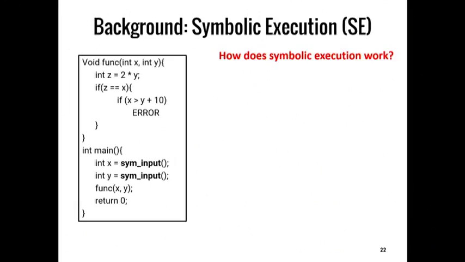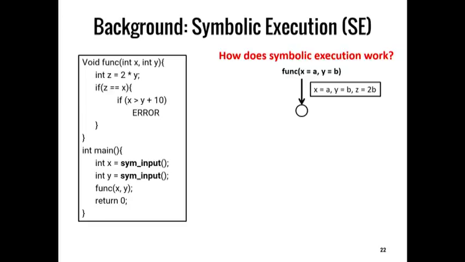Symbolic execution, in a nutshell, executes a program on symbolic values rather than concrete values. Consider this code example, where we have main. In the main function, we have two inputs, X and Y. These are symbolic inputs. Let's say we are executing the code, and it calls the function with X and Y. Since X and Y are both symbolic, they don't have concrete values. In this case, let's say we use A and B, which represent that each can take any value from its possible domain. After executing the first statement, Z becomes twice B.